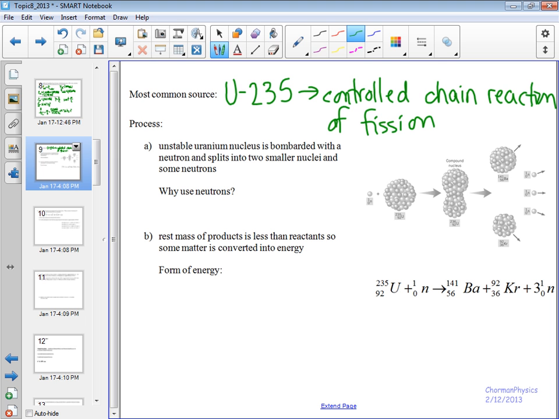So the process follows that if an unstable nucleus absorbs a slow enough neutron, a special type of neutron that we're going to talk about a little bit later, it will end up being able to fission rather quickly and split into two small nuclei and a couple of extra neutrons. Since neutrons are neutral, they are not repelled by the nucleus, and so they are much more easily absorbed at the right speed.